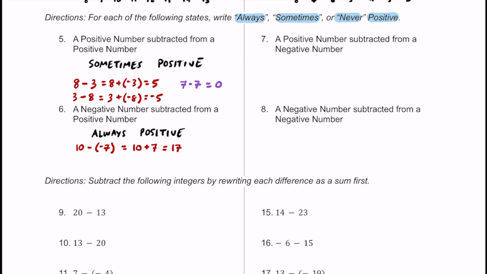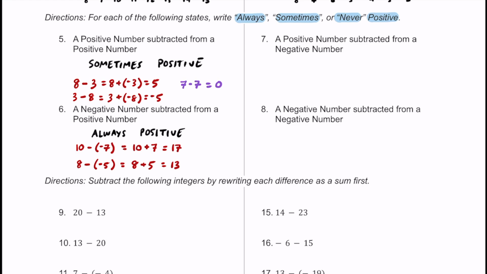So maybe another example is if I did 8 take away -5, right? When you take away a negative, you're really going to end up adding a positive. So if you keep, then change, then flip, you end up with an addition problem with 2 positive numbers. You'll get 13 here. All right, so whenever you take away a negative from a positive, you're always going to get a positive number.